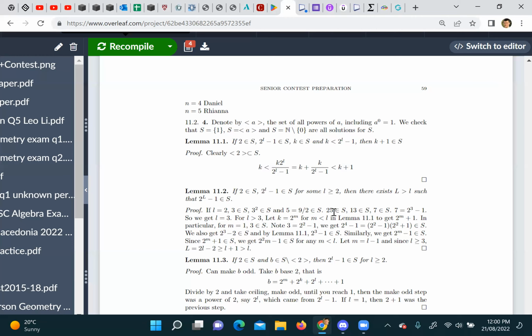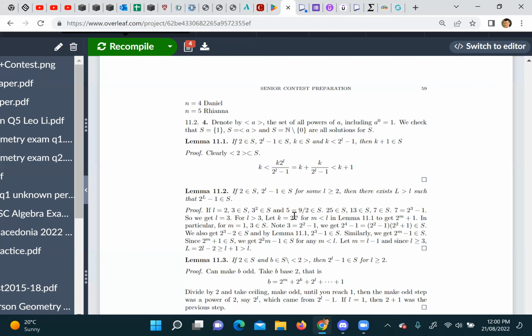I don't know, just take 3 and 5. Yeah, 3 and 5. But L equals 3? If L equals 2, you get 3 and 5. What about L equals 3? L equals 3, you can also take just 3 and 5, can't you? Oh, wait, how do you get to... Well, I mean, you can.